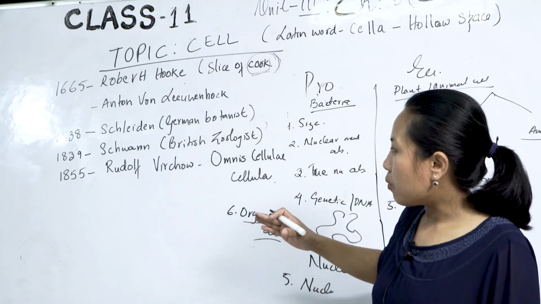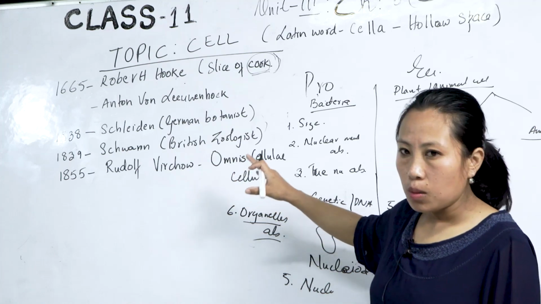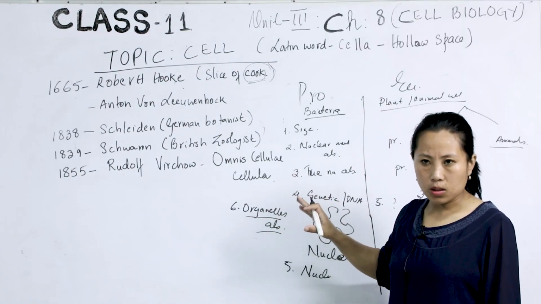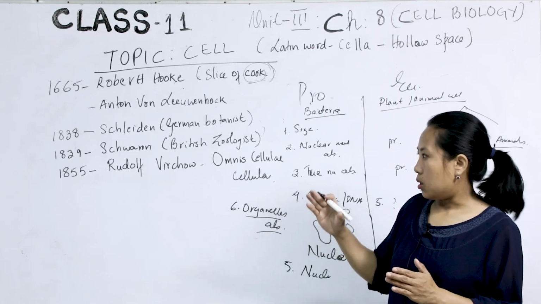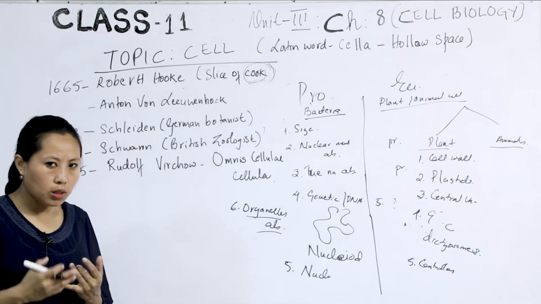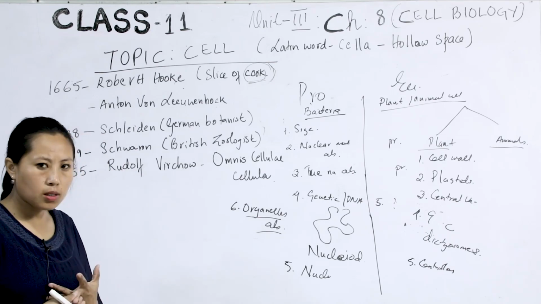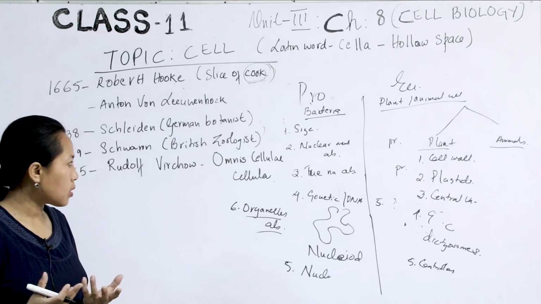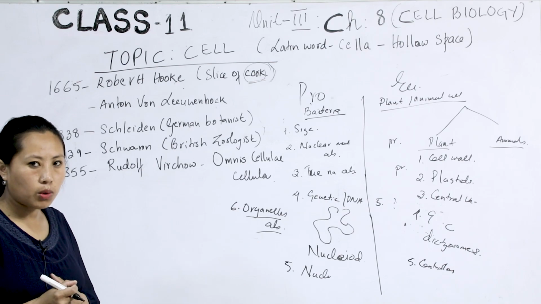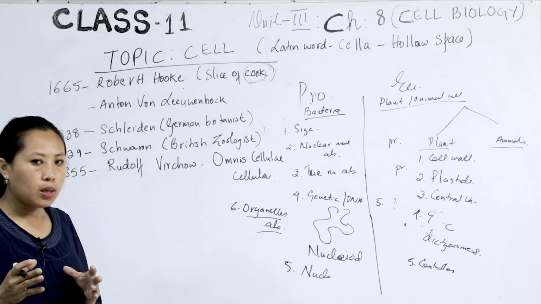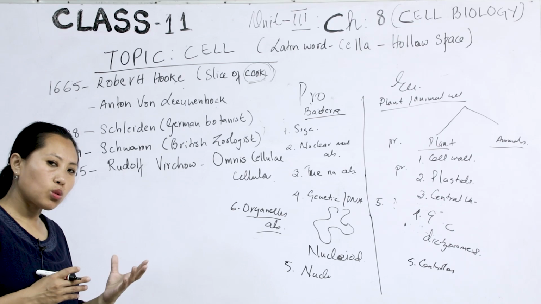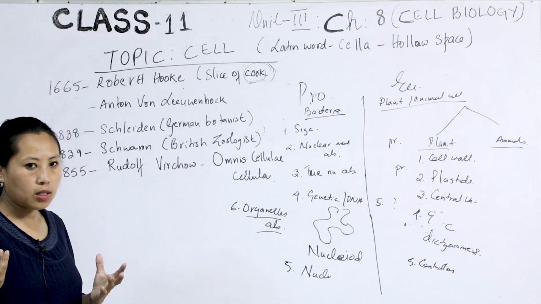Subsequently, in 1855, Rudolf Virchow proposed the modern cell theory, and he stated omnis cellula e cellula, which means that new cells arise from pre-existing cells. Depending upon the number of cells, organisms are unicellular or multicellular. Unicellular organisms are composed of a single cell which performs all the vital functions of life, while in multicellular organisms there's division of labor. Different cells perform specific functions, and the size of cells can vary from microscopic to that of an ostrich egg cell.